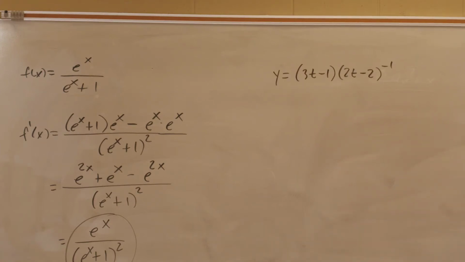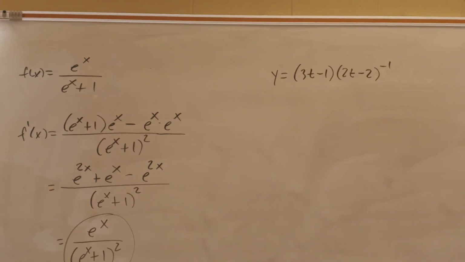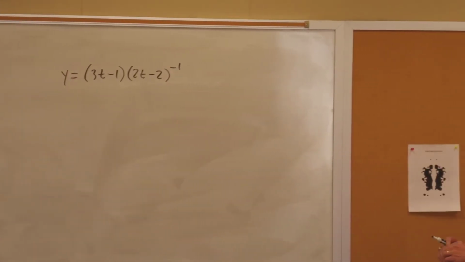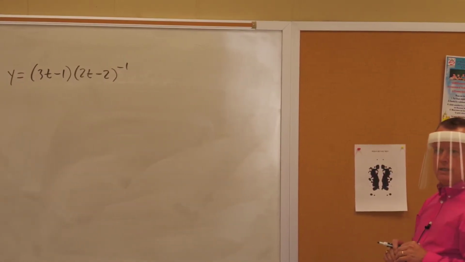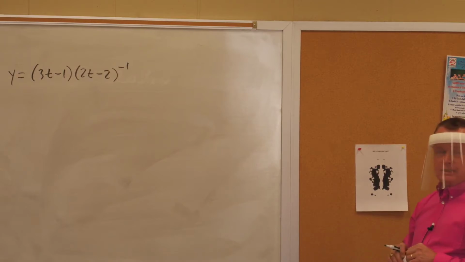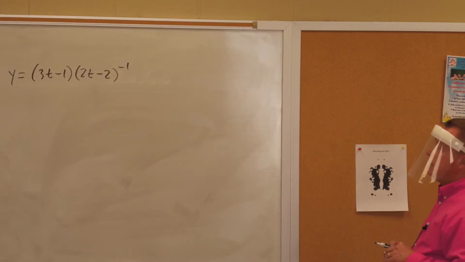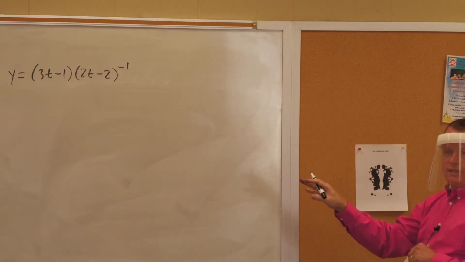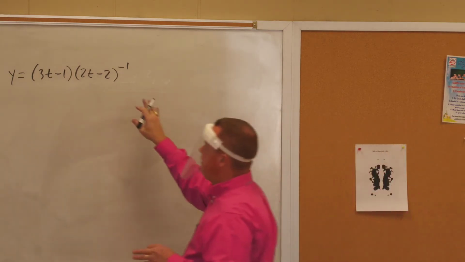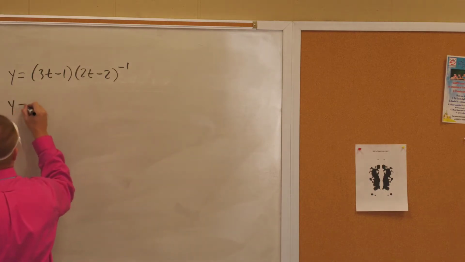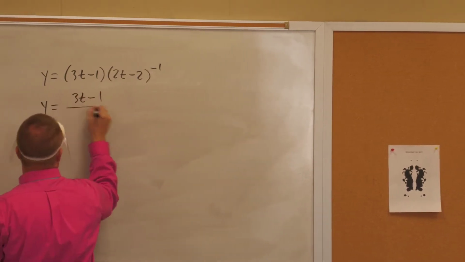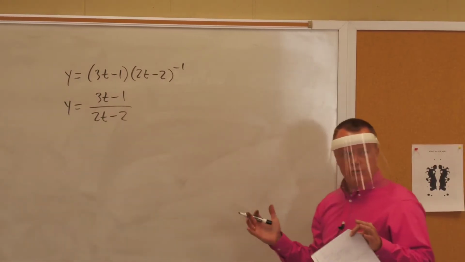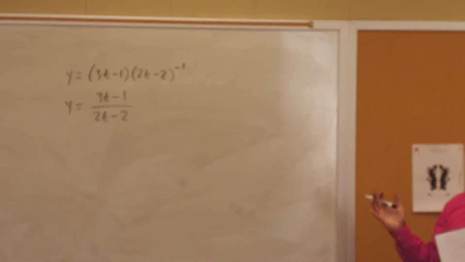All right, so that negative 1 there, what did I do with that negative 1 exponent? You can put the 2t minus 2 on the bottom. You can move the 2t minus 2 to the bottom, and that changes the sign of the exponent. So I would need to rewrite this. I would rewrite it as 3t minus 1 over 2t minus 2. Okay? Now I can do the derivative with what I know up to this point.